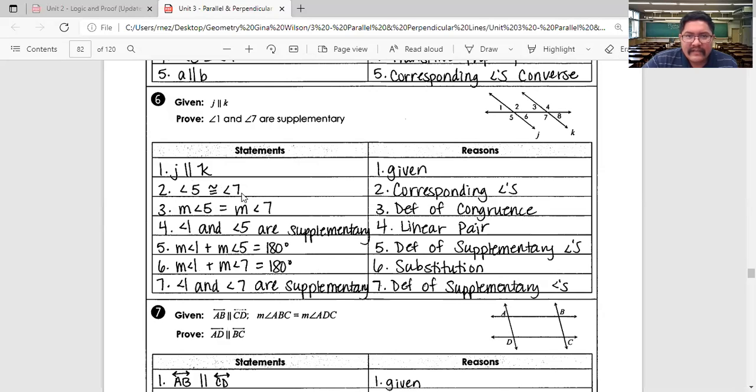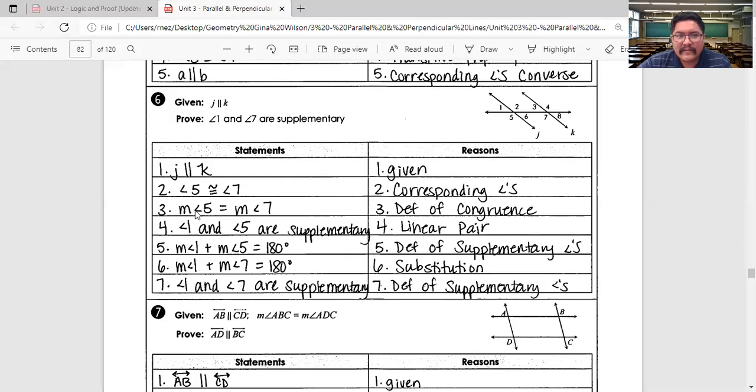Angle 5 and angle 7 are corresponding angles. So again, we already know that these are parallel. So corresponding angles, yeah, that makes sense. That's one of the things that, if you know it's parallel, then you can use any of those reasons that you have. And again, there's always more than one way to do these, and it doesn't even have to be in this order.